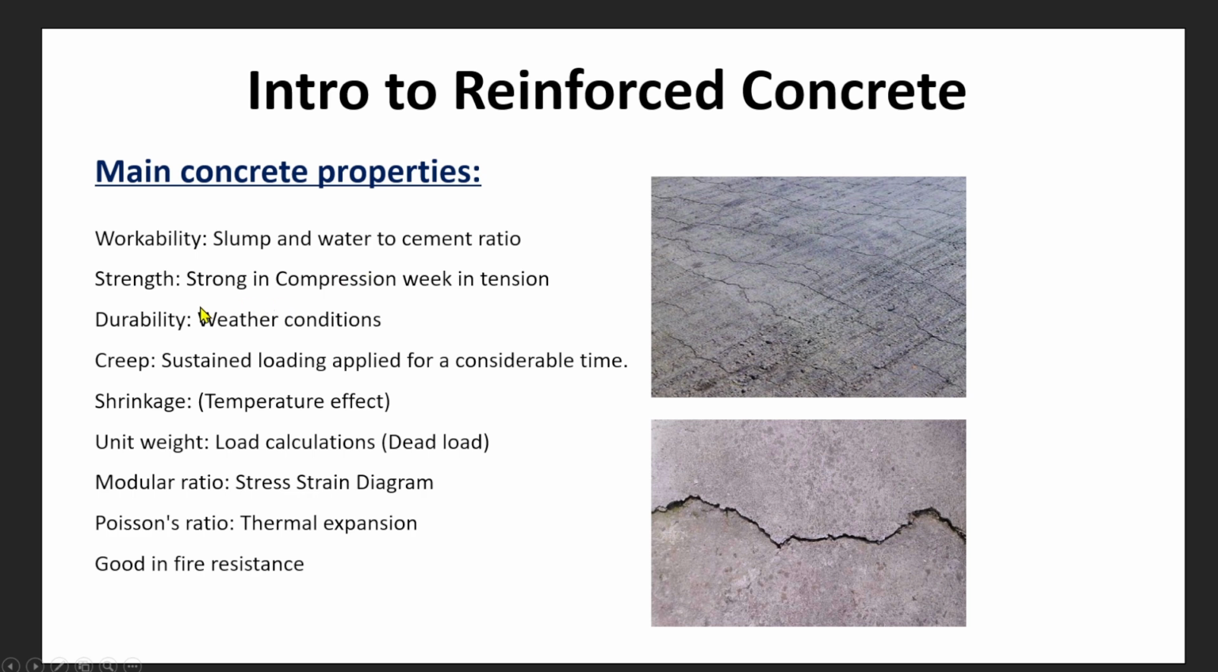The strength. Strength is an important property of concrete because it is strong in compression, but it is weak in tension. So we add cement or concrete because it resists the compression forces, and we add steel bars because they are strong in tension, so they can resist the tension forces. The combination of those two materials, concrete and steel, serves the purpose.